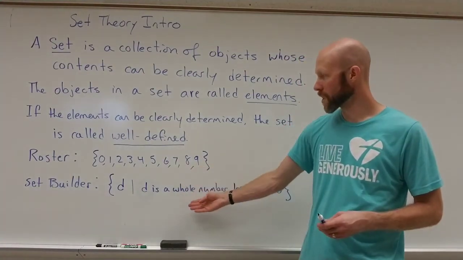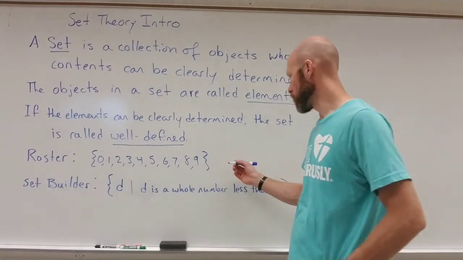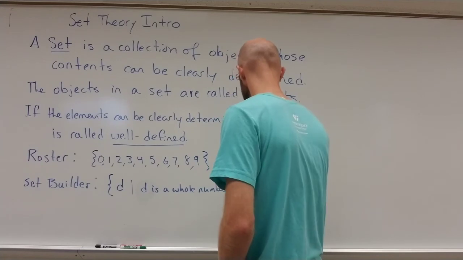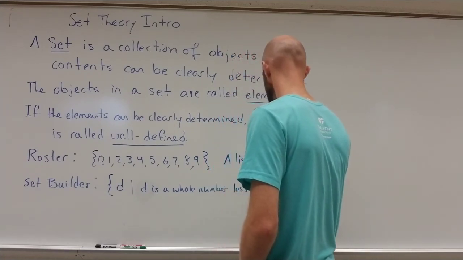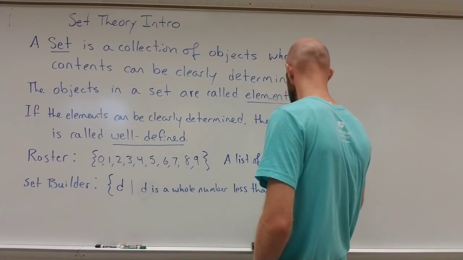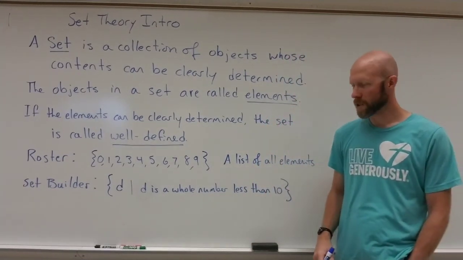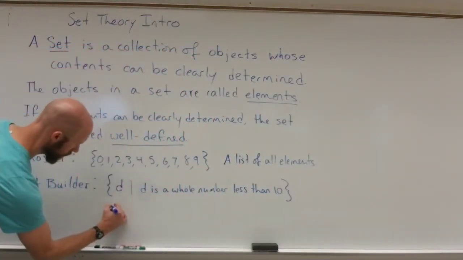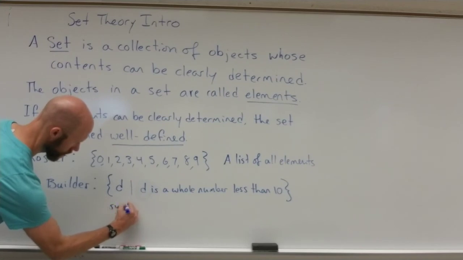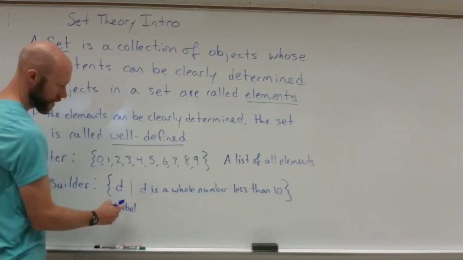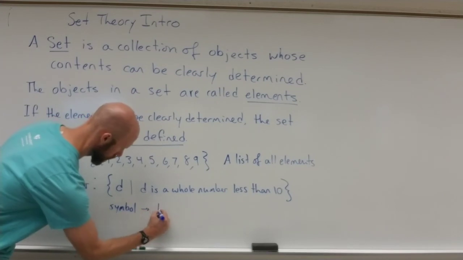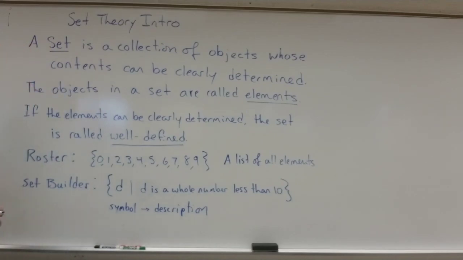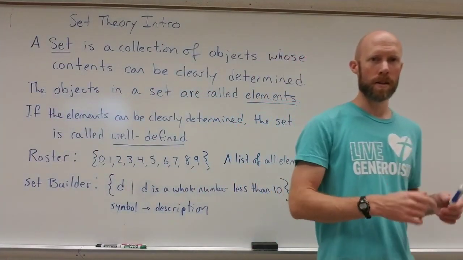So we have the roster notation and the set builder. Now the roster, again, is a list of all elements. The set builder notation gives two parts again. The first part is the symbol for the set, or the symbol for the elements, followed by the description. Okay, some sort of description, a symbol and then a description for that symbol.